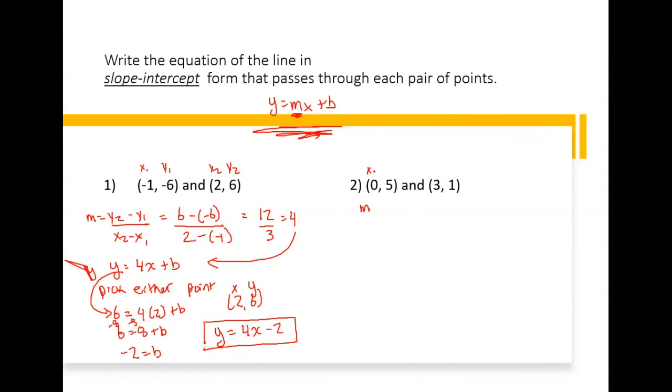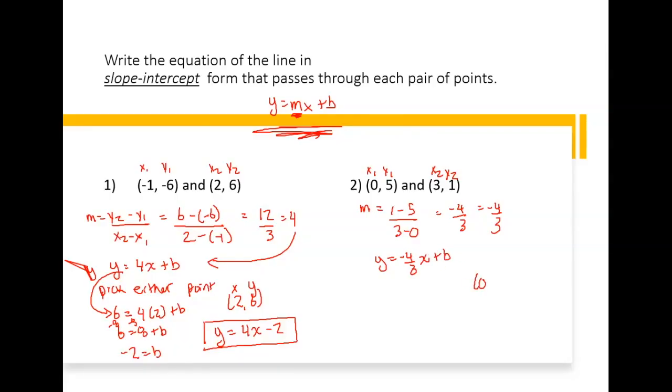Do the next one. So I have x1, y1, x2, y2. So I have 1 take away 5 over 3 take away 0. -4 over 3, so -4 thirds. It's fractions, which freaks people out, but that's okay. So I have -4 thirds x plus b.